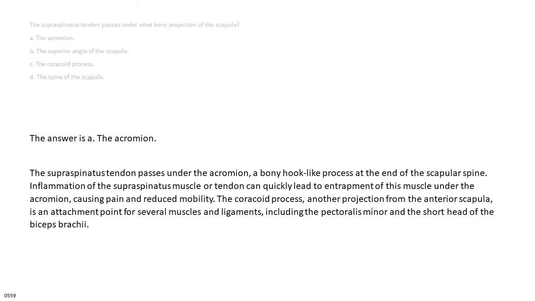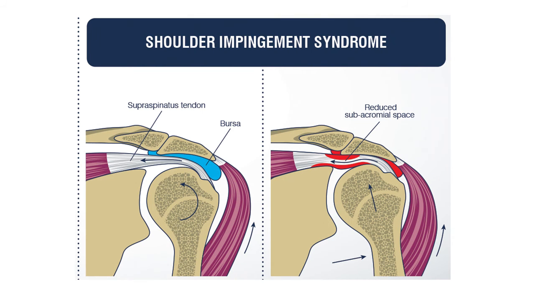The coracoid process, another projection from the anterior scapula, is an attachment point for several muscles and ligaments, including the pectoralis minor and the short head of the biceps brachii.